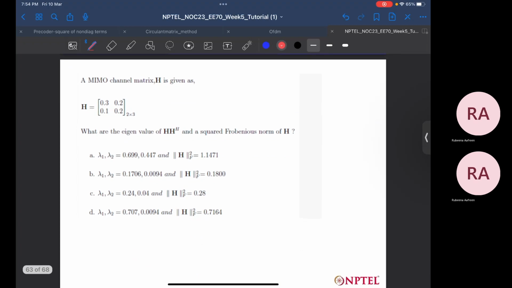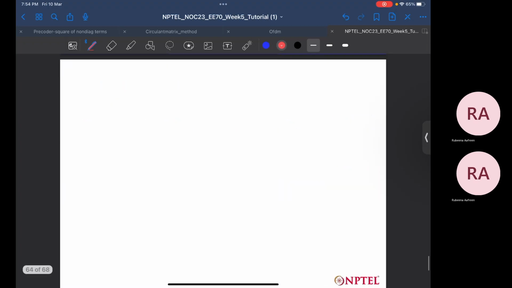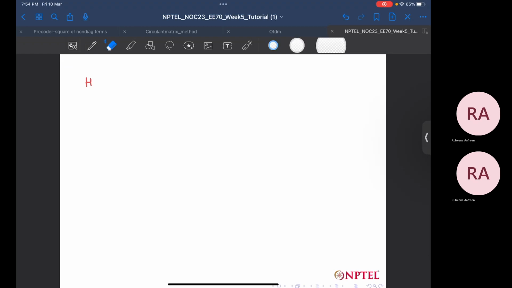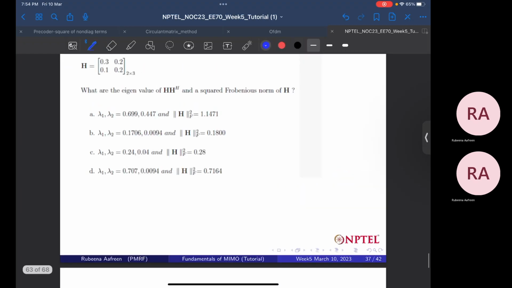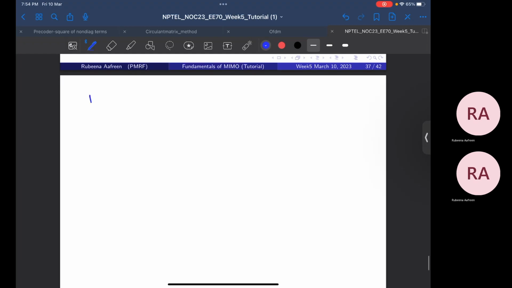Now you see the MIMO channel matrix H is given here, and then we are getting asked the eigenvalue of HH Hermitian and square Frobenius norm of H. So a straightforward method is to just calculate HH Hermitian. It is asking HH Hermitian only. So HH Hermitian, if you calculate, it will be 0 0.3, 0 0.2, 0 0.1, 0 0.2.